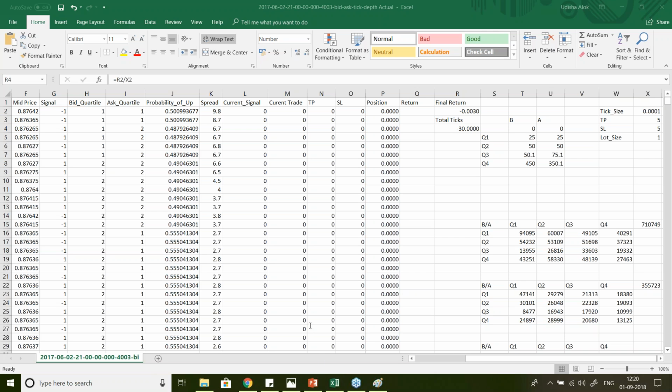Yes, Sunil, this is one of the fundamental HFT strategies. You can definitely say that. Okay, so moving ahead.